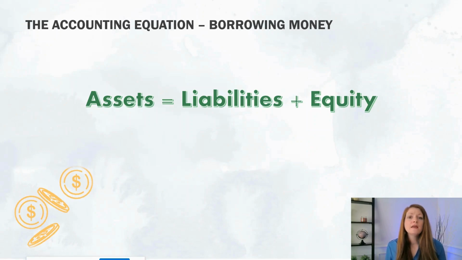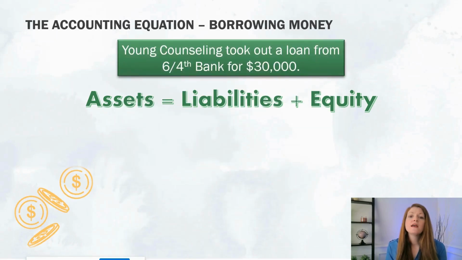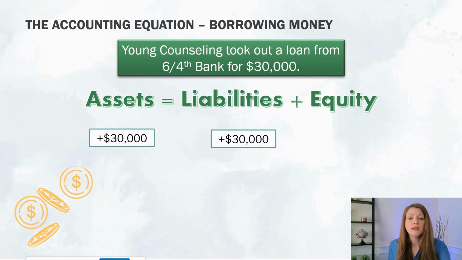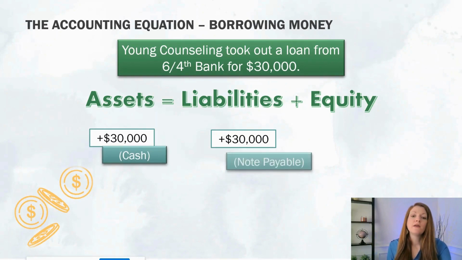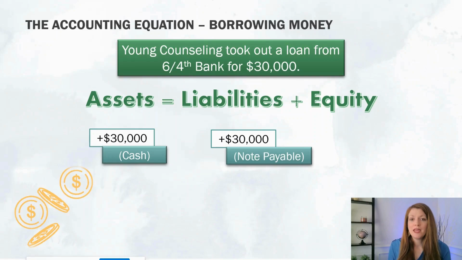Then Misty says, I'm going to need to borrow some money. So she borrows $30,000 from Sixth Fourth Bank. If she's borrowing cash, that's going to increase assets. What's the other side of that when you're borrowing money? It's going to be on the liability side because we're going to owe someone. And so we've increased cash and we've also increased notes payable.